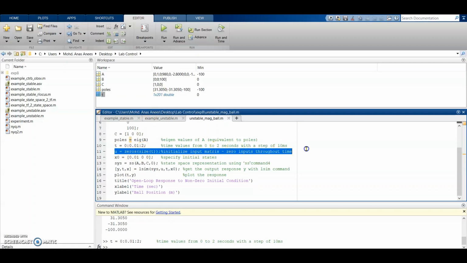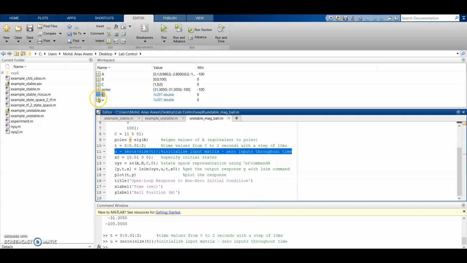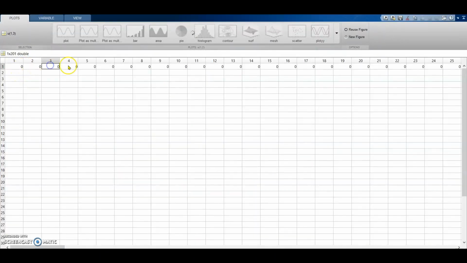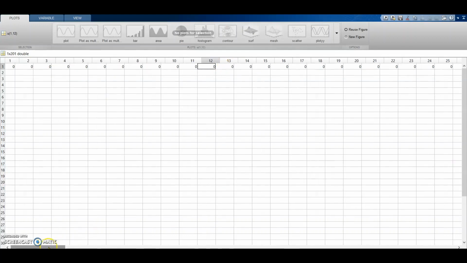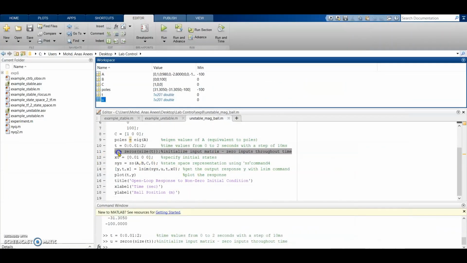So let's evaluate this selection. You can see there is a U matrix having dimension 1 cross 201. If you double click it, you will see the U matrix contains all zeros up to the 201st element. So this is how we define the input for each time instant, which is 0, that is, there is no input.